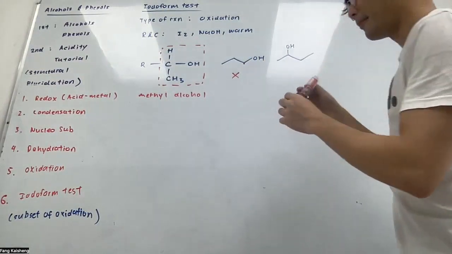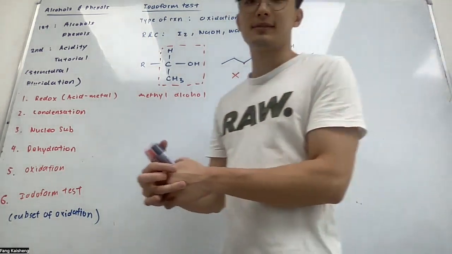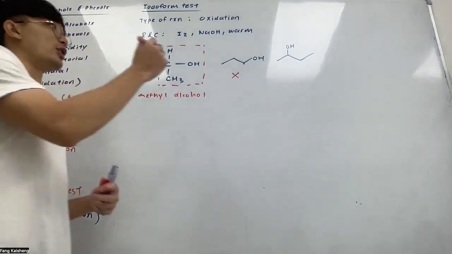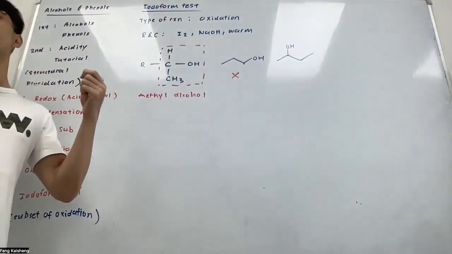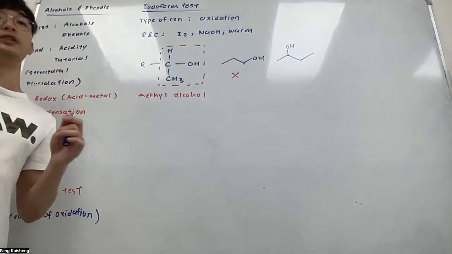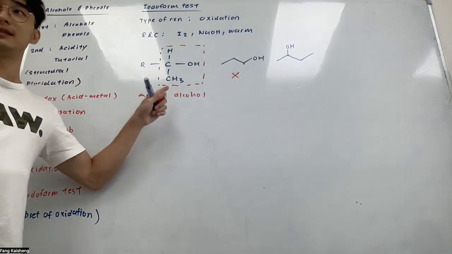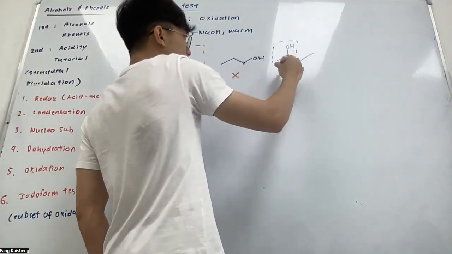Can or cannot? Can this guy undergo a successful iodoform test? Can. Check out. The carbon of interest is the one bonded to the OH. Does he have OH? Yes. Does he have H? Yes, it's invisible. Does he have CH3? Yes. The CH3 is here. So as long as you have this portion, yes, good.